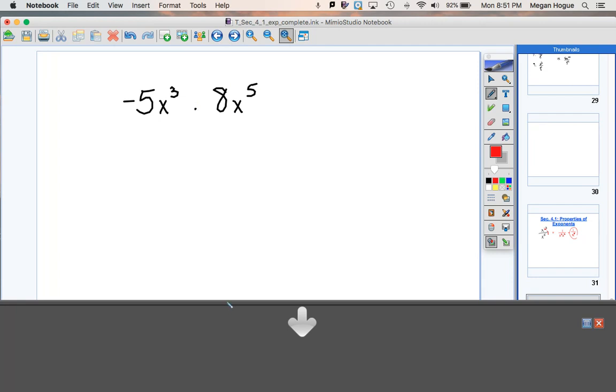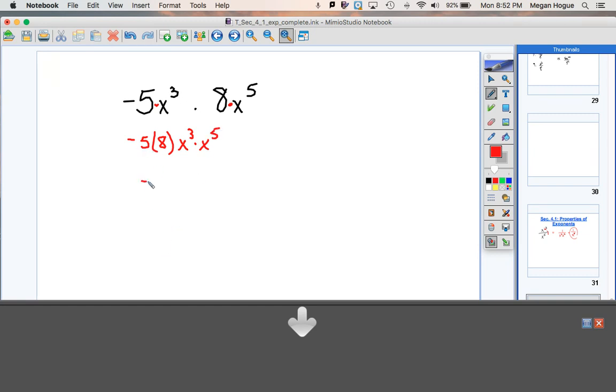Next one, negative 5x to the third times 8x to the fifth. So this one kind of ties into that last one. I see x to the third and x to the fifth, but a lot of times we get confused. Those are attached, they're not the same. But remember, there is multiplication in between here. So in my head, we don't have to write this down, but in my head, I can rearrange multiplication in any order. So I can do those two things next to each other, and I can do the two matching bases next to each other.